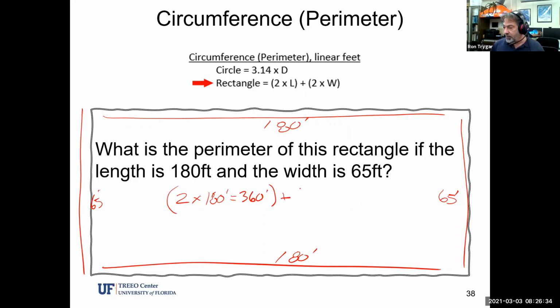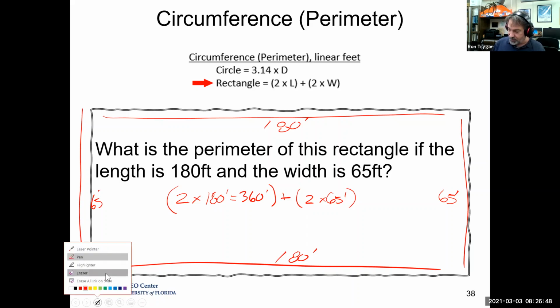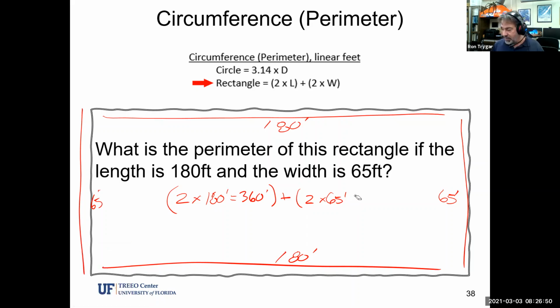The second part of the formula is where we have 2 times the width, and the width we said was 65 feet. So 2 times 65. Actually, let me erase something here because I put my parentheses in the wrong spot. Let me just erase that and go back to this. So 2 times 65 equals what?